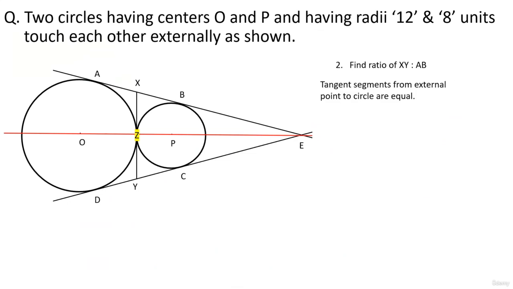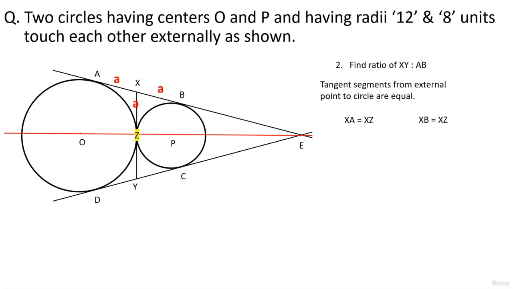Okay. Let's talk about the point X now. From point X to the circle having center O, I'm drawing two tangents XA and XZ, both will be equal. Same way, I'm drawing two tangents to the circle having center P, that is XB and XZ, right? So in this case, these two tangents XA and XZ are equal, and XB and XZ are equal, right? So now if I assume the length of the tangent AX as, let's say, a units, then XZ will also be a units and XB will also be a units, okay?